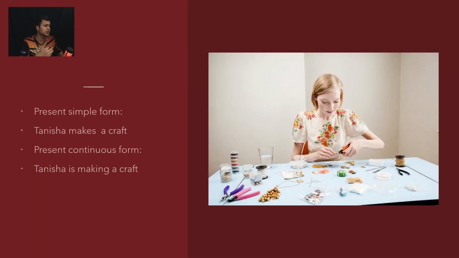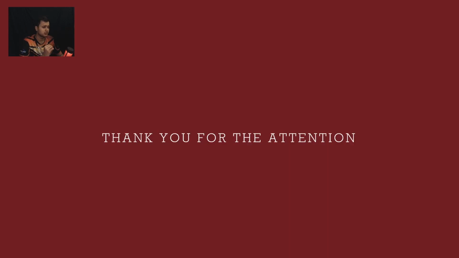And for the last one, we have the present simple form for this picture. We could say Tanisha makes a craft, or the continuous form Tanisha is making a craft. It's another example of the same thing. Tanisha makes a craft means that she usually does it, and the present continuous form means that Tanisha is making a craft at this moment. With these three examples, I think we can understand this pretty well.